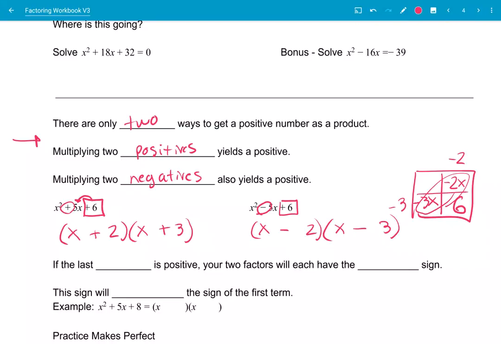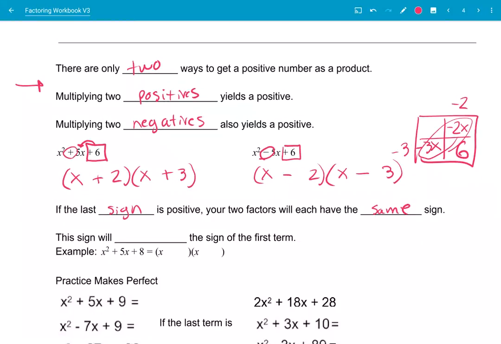So just to summarize that, if the last sign is positive, your 2 factors will each have the same sign. In other words, this sign will match the sign of the first term. So right here, plus, that means we're going to have 2 of the same sign. Since the other one is plus, they will both be positive.